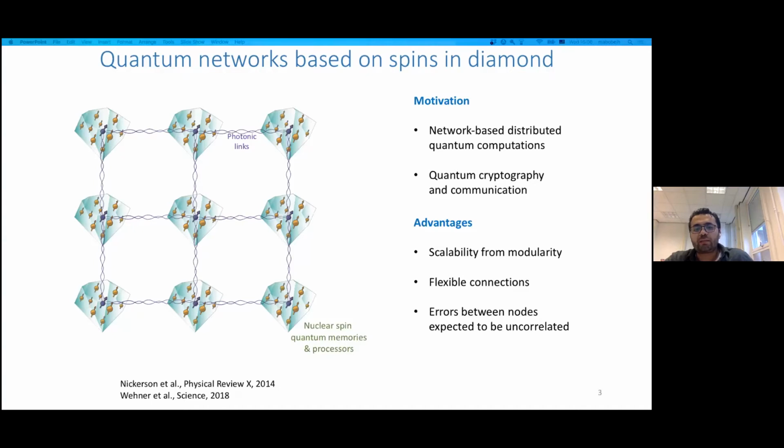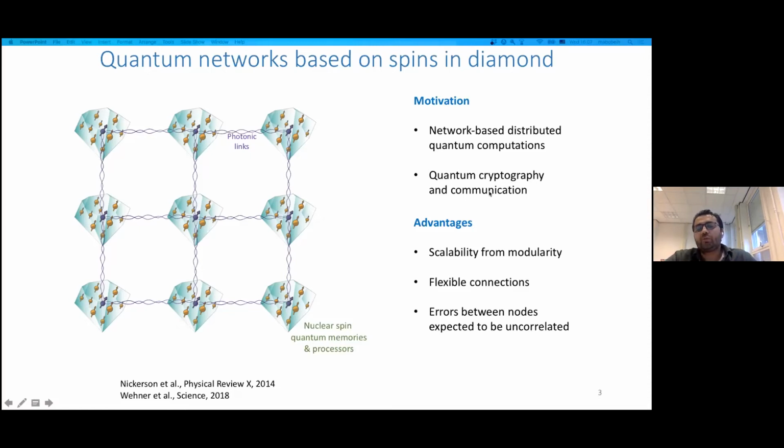These nodes will be connected or entangled via photonic links, and each NV center in a node is also surrounded by a nuclear spin environment, in this case carbon-13 spins. These carbon-13 spins serve well as qubits to store and process quantum information. Our motivation for building such networks is that they would be quite useful for network-based quantum computation and long-distance quantum cryptography and communication.